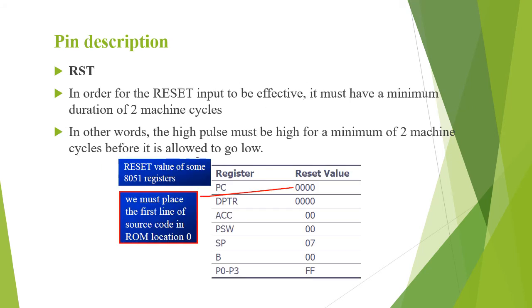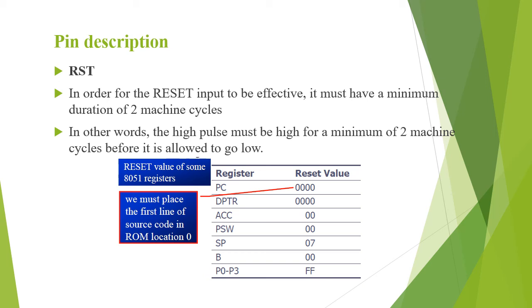In order for the reset pin to be effective, it must have a minimum duration of 2 machine cycles. That is, the high pulse must be high for a minimum of 2 machine cycles before it is allowed to go low. The table shows the reset value for the different registers in 8051.